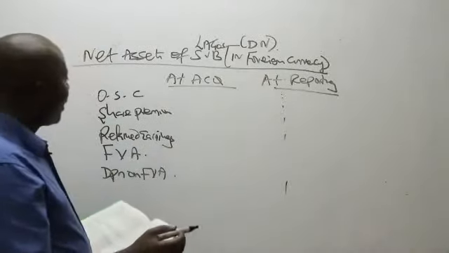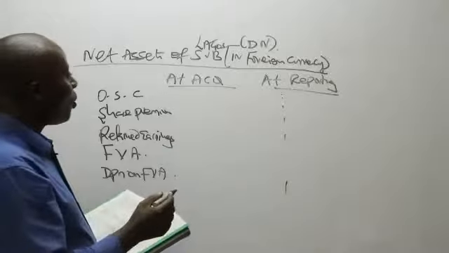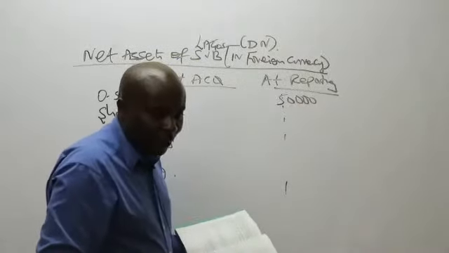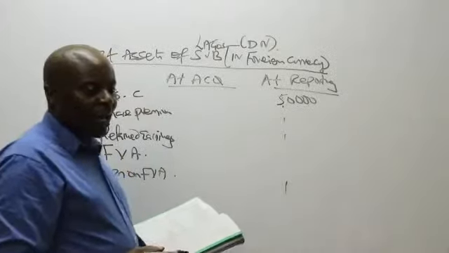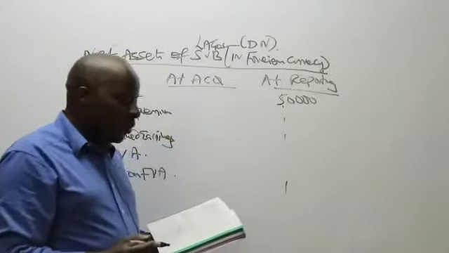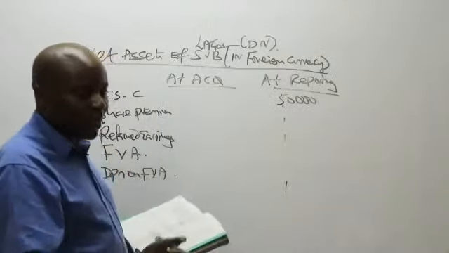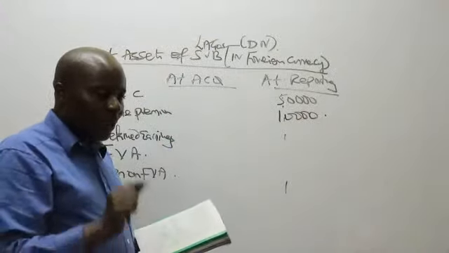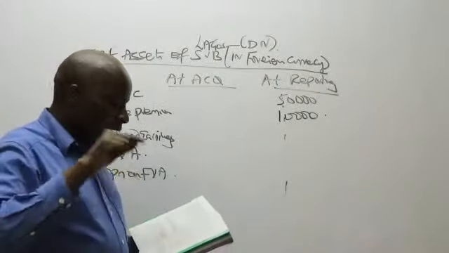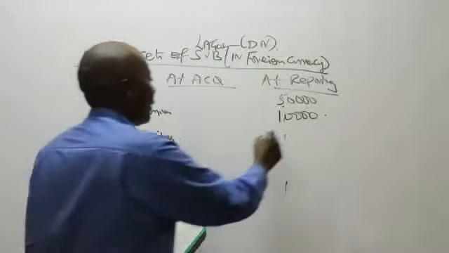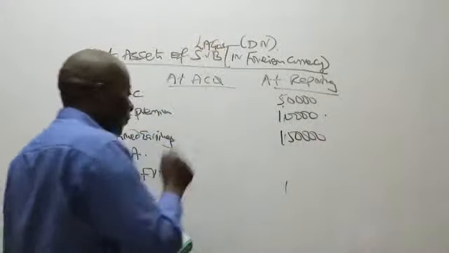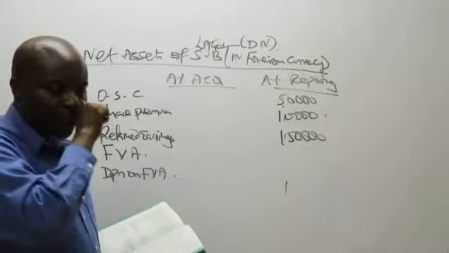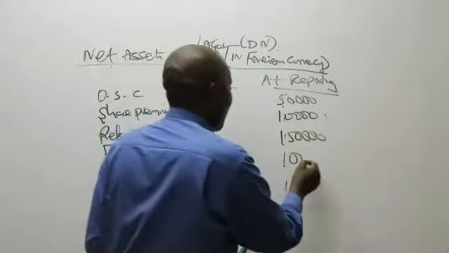Ordinary share capital, for the company called Lagos, at reporting is how much, somebody? Is there anybody able to see 50,000? How about share premium? How much are you able to see for share premium for Lagos? Thank you very much, Meshach. 10,000. Very good. Are you able to see the retained earnings for Lagos? 150,000. Are you able to see the fair value adjustment of Lagos assets? 10,000. Thank you very much.